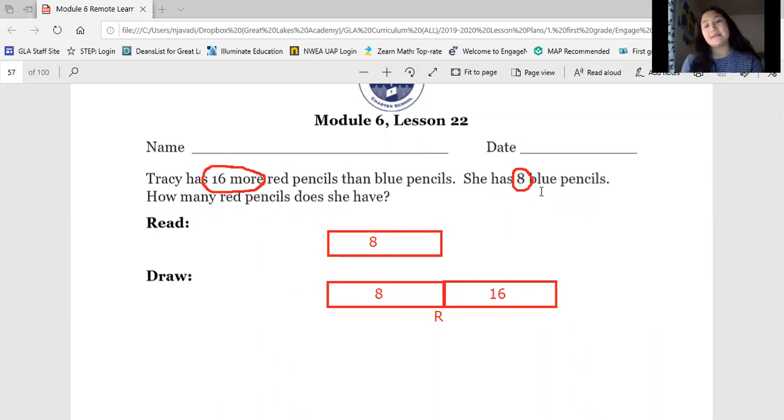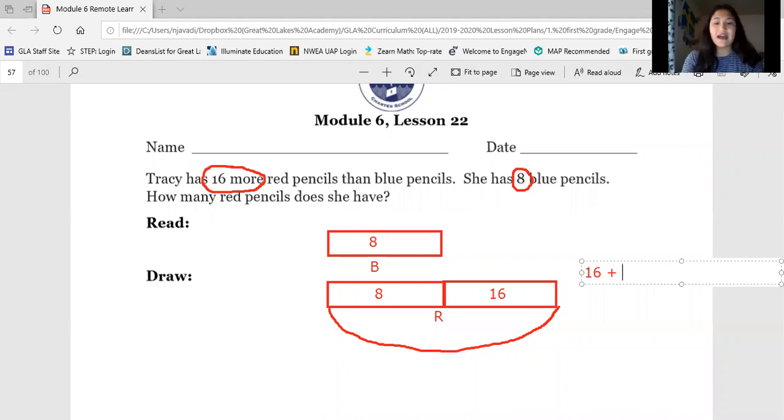She has 8 blue pencils, so we have one part of 8 and then another part of 16 to show the 16 more. And I know that she has 8 blue pencils because it tells me in my problem. Now we need to find the total number of red pencils that Tracy has. To do that, we can use an addition number sentence. So I'm adding together my 2 parts. Hopefully your number sentence looks like mine.